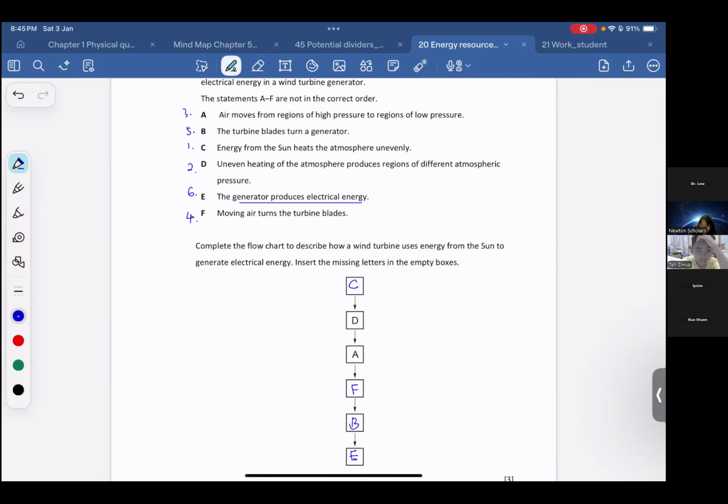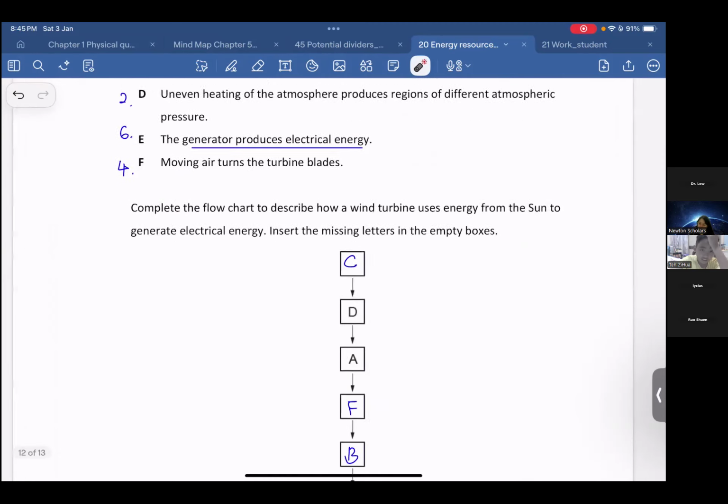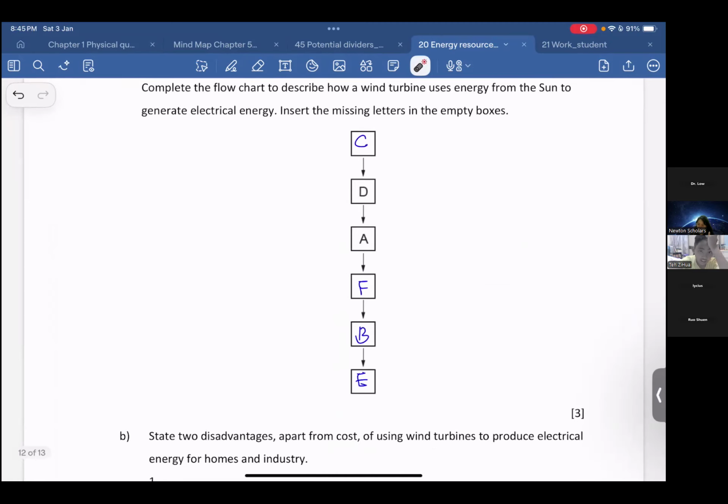So can you see that the way we generate our electricity is in the generator. In Year 11 we will learn inside the structure why and how a generator can generate electricity. So the answer is C, D, A, F, B, E. No matter how, the generator will be the last step. The generator then produces electricity.